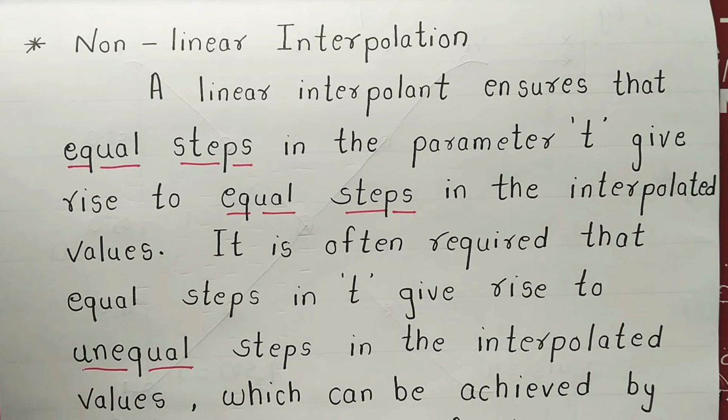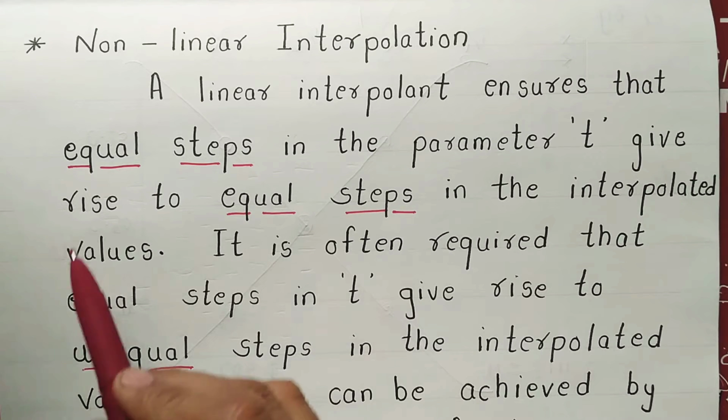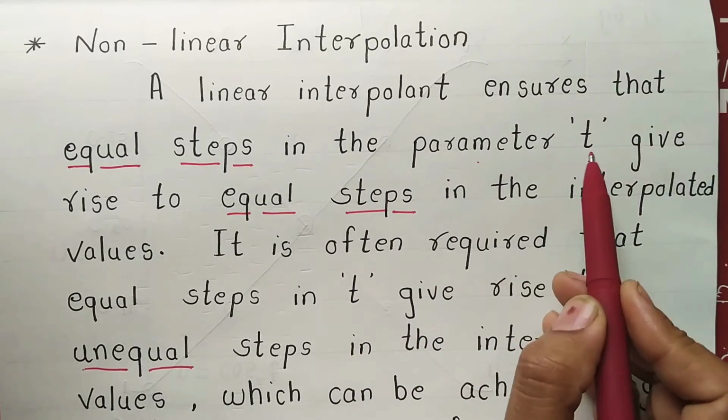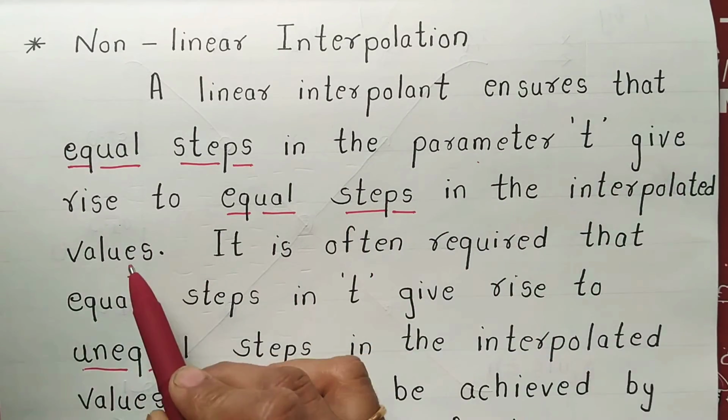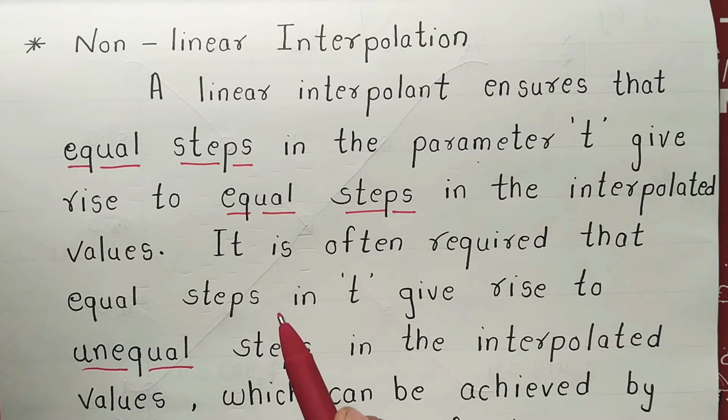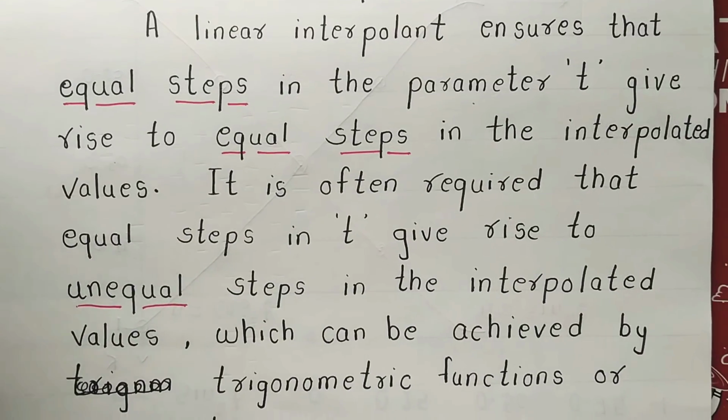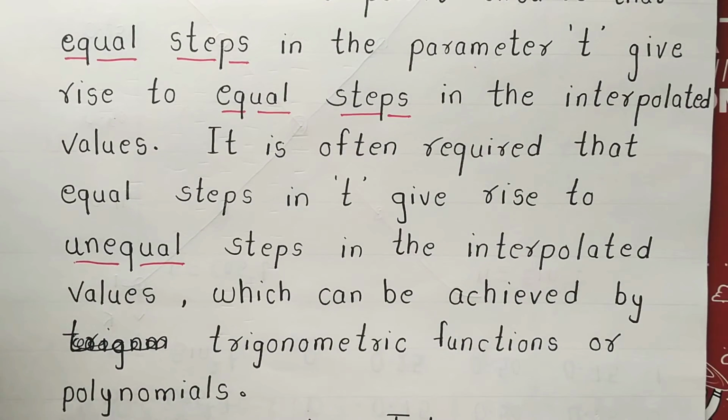Hello everyone, here we study the concept of non-linear interpolation. As you know, a linear interpolant ensures that equal steps in the parameter t give rise to equal steps in the interpolated values. It is often required that equal steps in t give rise to unequal steps in the interpolated values. It can be achieved by trigonometric functions or polynomials.